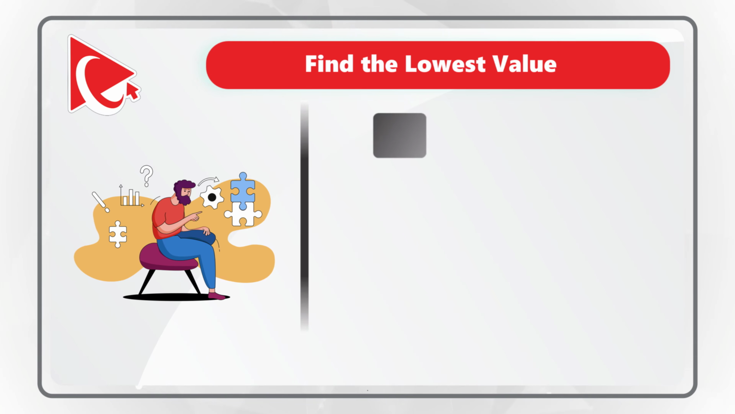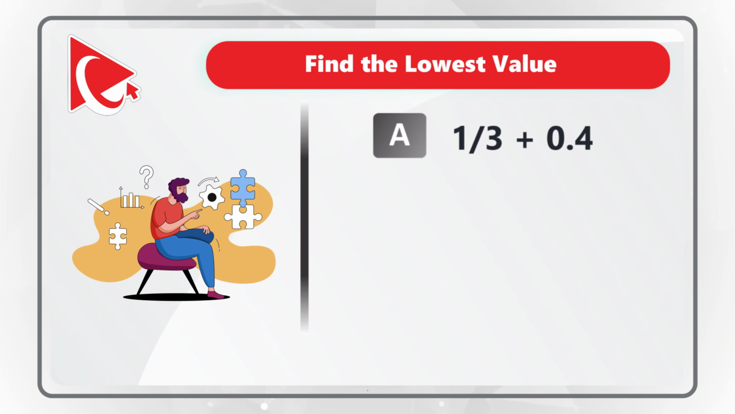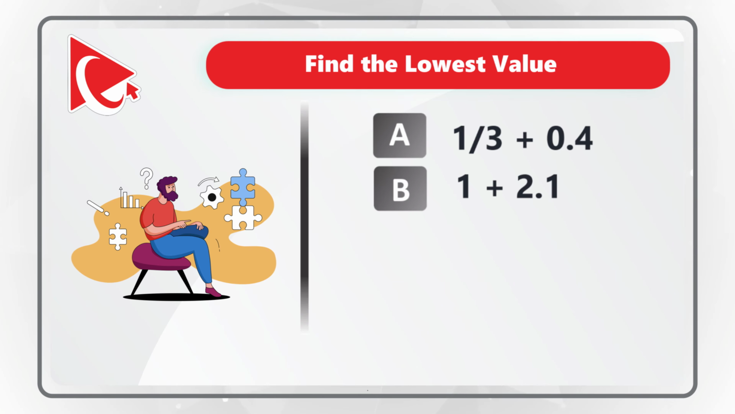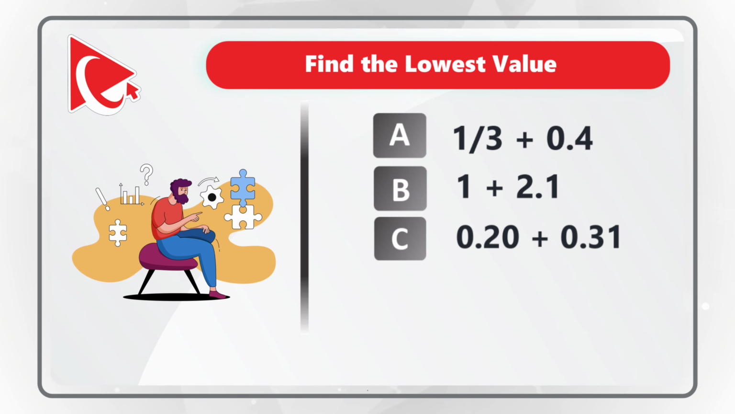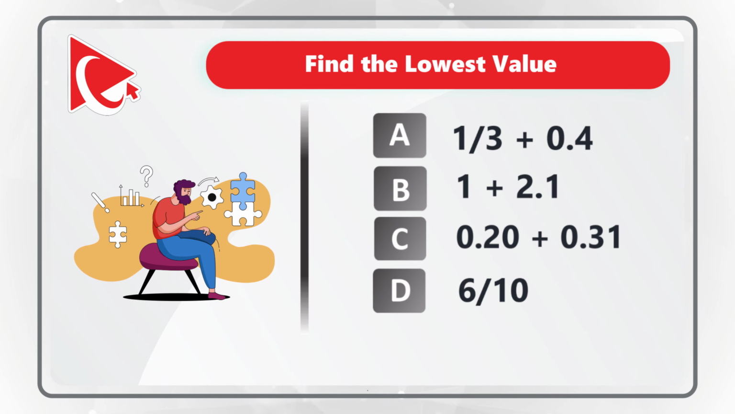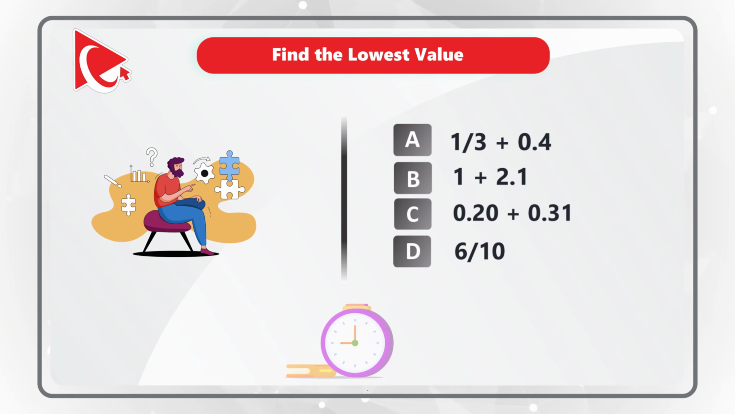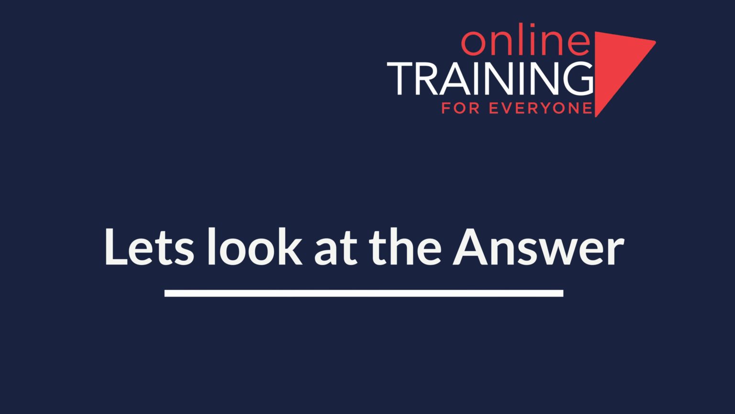Choice A, 1/3 plus 0.4. Choice B, 1 plus 2.1. Choice C, 0.2 plus 0.31. And choice D, 6/10. Give yourself a few seconds to see if you can come up with the solution. The tricky part here is that the question is designed to make you do mental math.